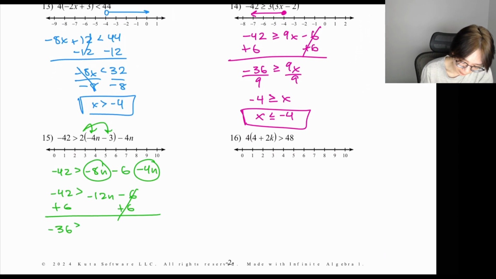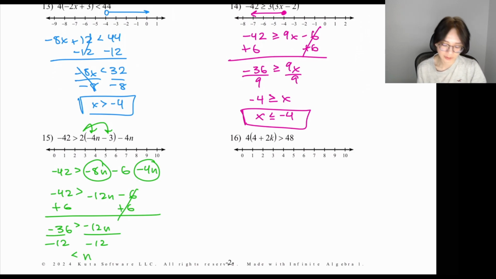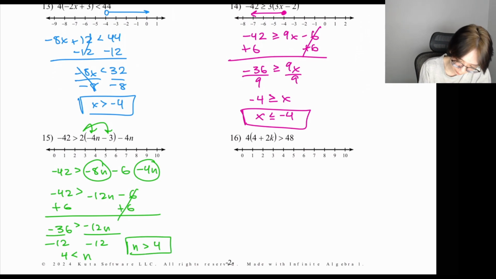Greater than negative 12n, and divide both sides by negative 12. Because we divided by a negative, the sign flips. So just n over here. 36 divided by 12 is 4, and a negative divided by a negative is a positive. So that's all we gotta do. And I flip it around so that n is on the left side, to be n is greater than 4. Open circle at 4, everything greater than 4.